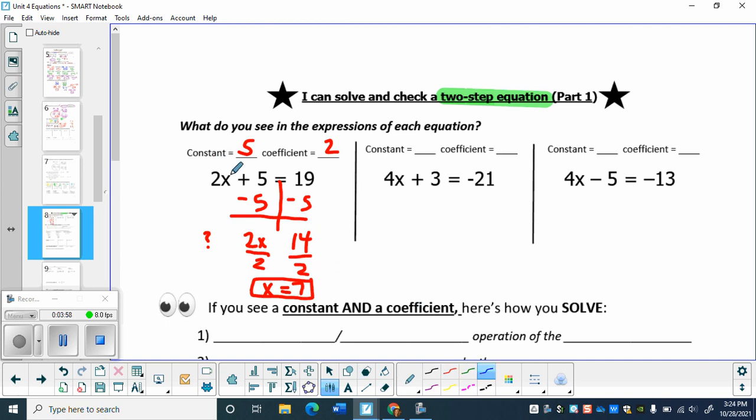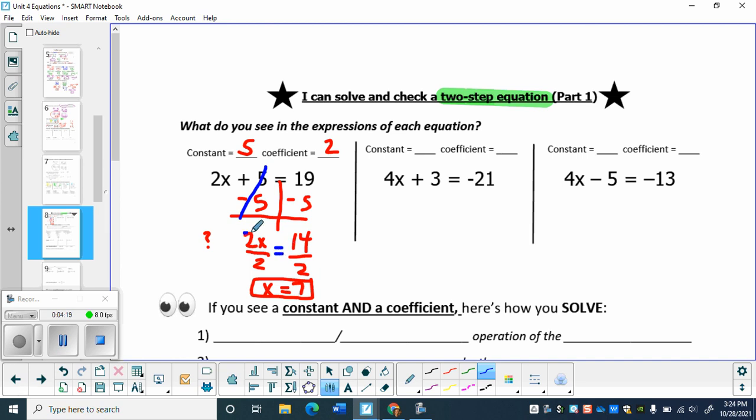So from the top, we've got a variable with a coefficient and a constant. Anytime you see a constant, you guys know to just do the opposite. So if you see a plus 5, that's the -5 in my work. 5 minus 5 cancels out, and all I have left now is this 2x. So now we're saying 2 times some number would be 19 minus 5, which is 14.